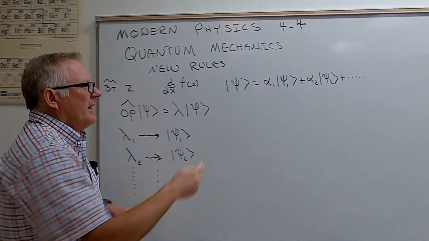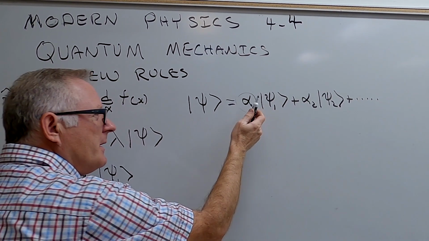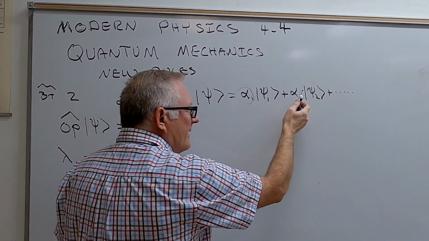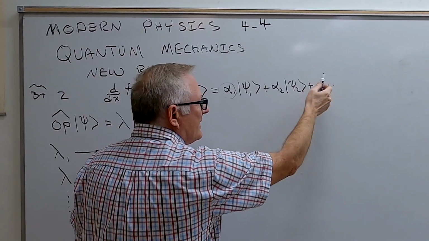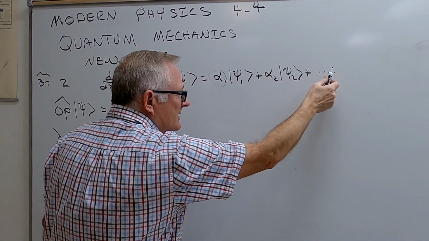Remember, this squared, this times its complex conjugate, is the probability of measuring psi 1. This squared is the probability of measuring psi 2. This squared is the probability of measuring psi 3. And when you add this squared plus this squared plus this squared, you get 1.